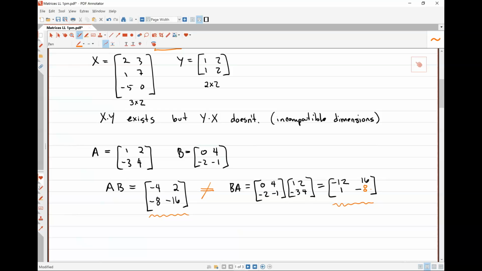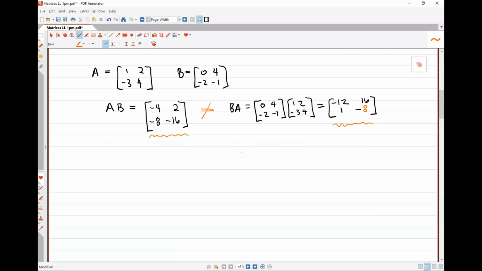Other questions? Okay, all right, so then let's go on. There are a couple of sort of fun kinds of matrices that do nifty things.